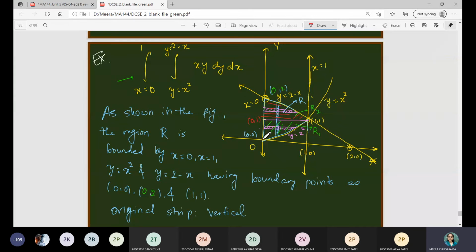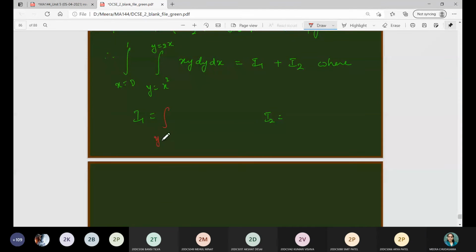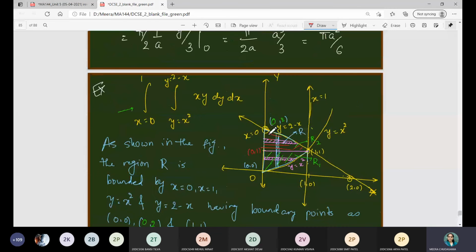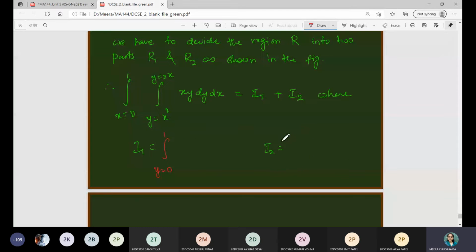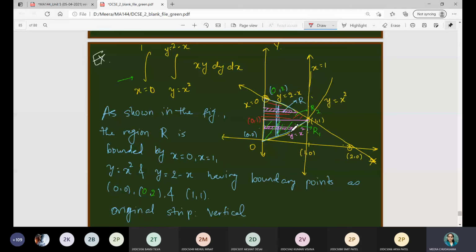So the y variable limits will be varying from 0 to 1. And when we consider I2, that corresponds to R2, the y variable limits will be varying from 1 to 2. So it is 1 to 2. Let us decide now the x variable limits. So for I1, what will it be?